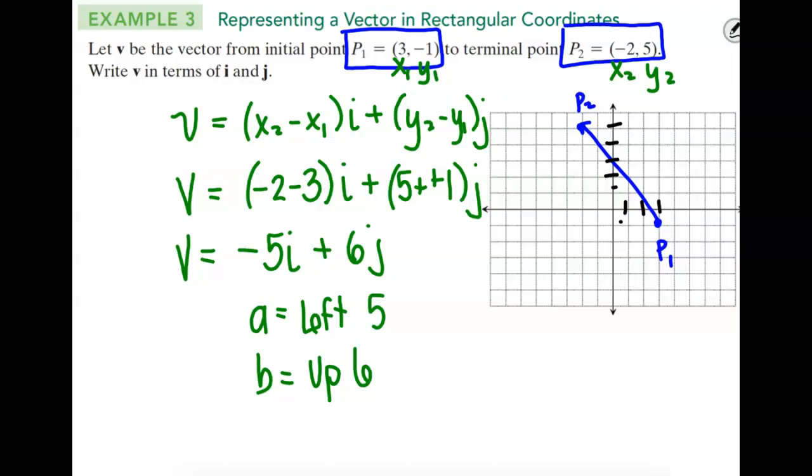So here we go. We're going to go left 5: 1, 2, 3, 4, 5, and then up 6. So you always start at the origin, go left 5 and up 6. And now that blue vector has moved to the origin. It has the same magnitude, the same distance as the blue, and the same direction, the same angle.